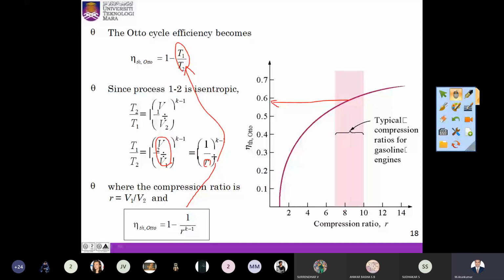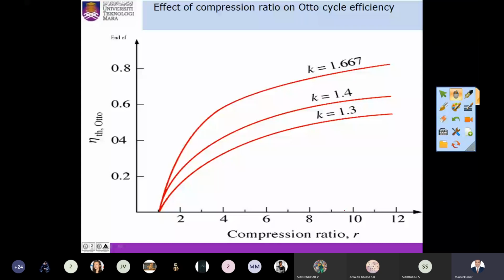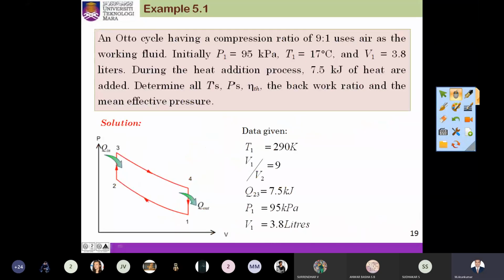Then these are for the other working mediums. So normally we have this K for ideal gas. Then if you reduce this K, for a polytropic process, we can have the same again. So if you increase the K, we can get increased efficiency. So this will give you the effect of compression ratio on Otto cycle efficiency for other working mediums. Then we have the formula, and we can try to solve this formula for Otto cycles.